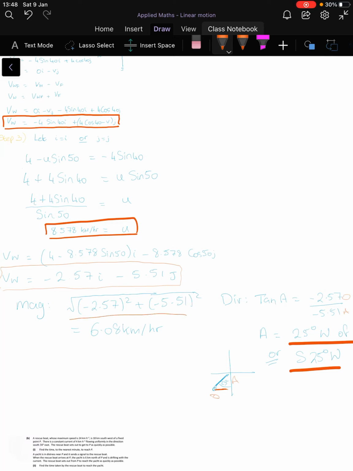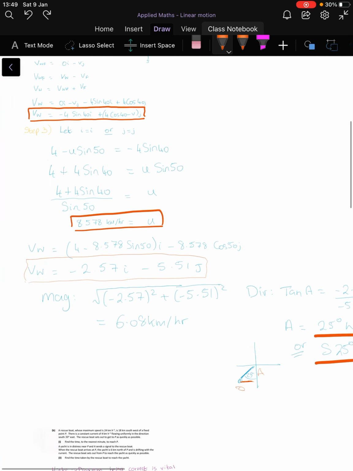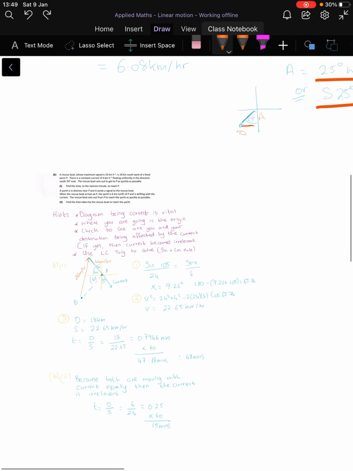In for this, it goes the first one squared and the second one squared, and the square root of my answer gives me 6.08 kilometers per hour. That's my magnitude. And then the direction, like we were saying a second ago, I've put it into the tan of the angle. I do tan inverse of this bit here, and I end up getting 25 degrees. Now there's two ways to write that. I can either write that 25 degrees west of south or south 25 degrees west. Either of those are perfectly correct answers. And that's the first part of that question finished.